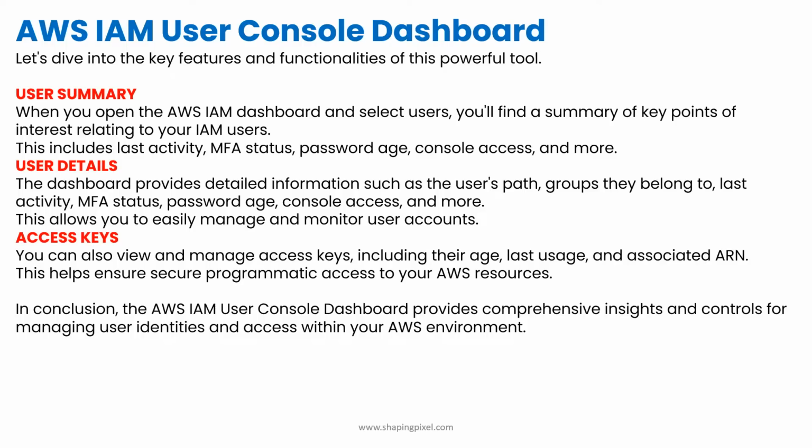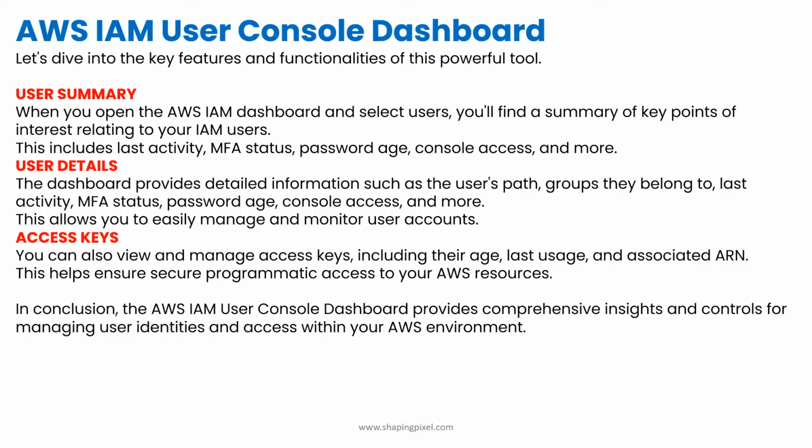AWS IAM User Console Dashboard. Let's dive into the key features and functionalities of this powerful tool. When you open the AWS IAM Dashboard and select Users, you will find a summary of key points of interest relating to your IAM users. These include last activity, MFA status, password age, console access, and more.